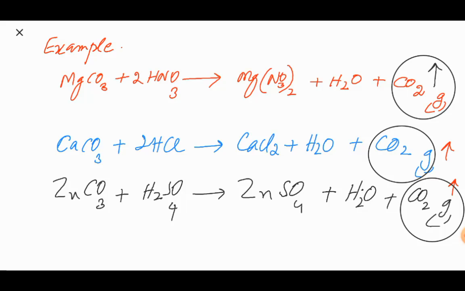For example, here on this page we can see three examples. In the first example, magnesium carbonate is treated with nitric acid, which gives magnesium nitrate, water, and carbon dioxide gas. In the second example, calcium carbonate is treated with hydrochloric acid to give calcium chloride, water, and carbon dioxide gas. In the third example, zinc carbonate reacts with sulfuric acid to give zinc sulfate, water, and carbon dioxide gas. In all these three examples, we can see that one of the products is carbon dioxide gas.